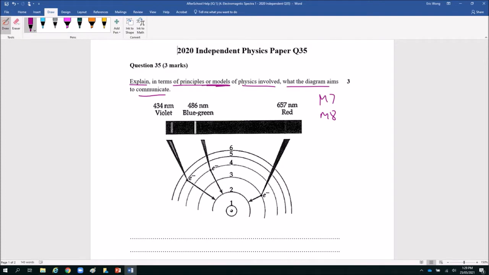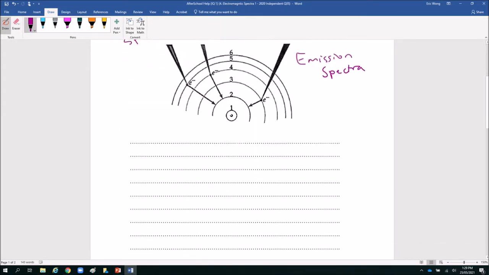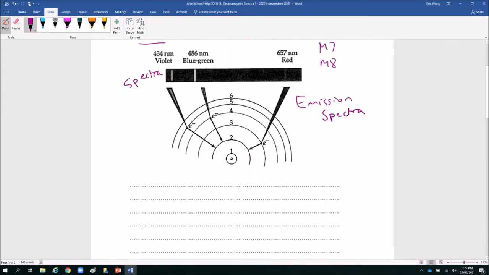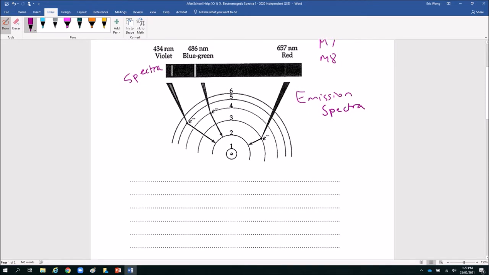So let's look at this. This is obviously some type of spectra. So what the diagram is trying to show us is an emission spectra. That's the model we're trying to deal with here. So let's put that down. So there's that. What else are we trying to show?